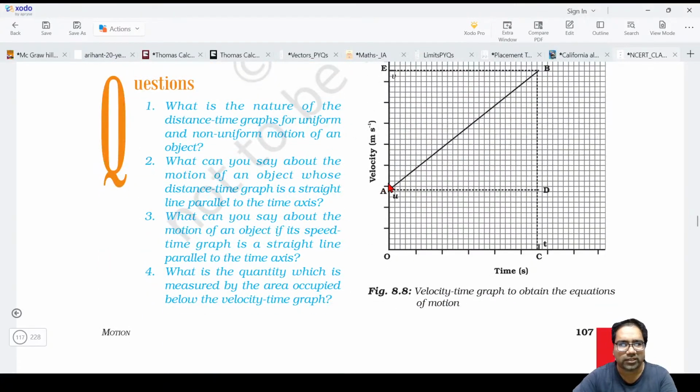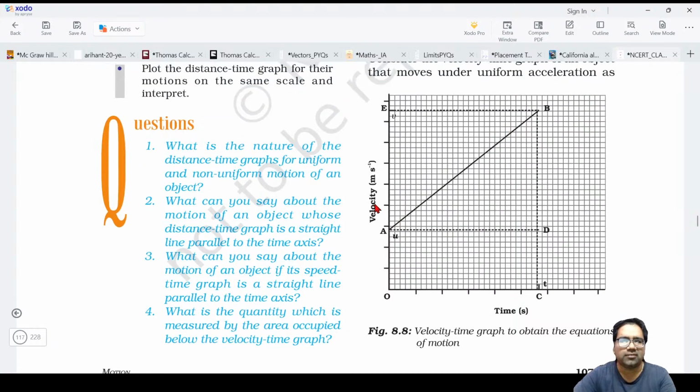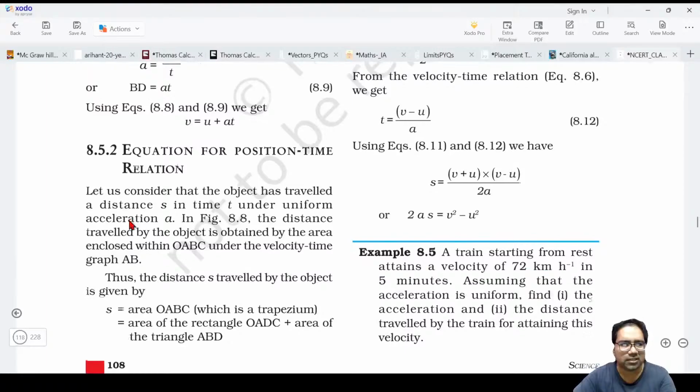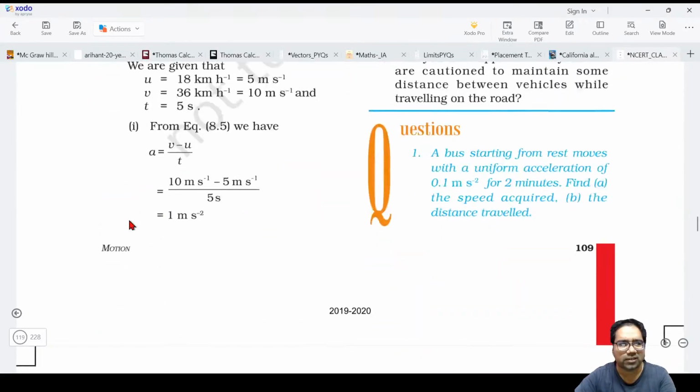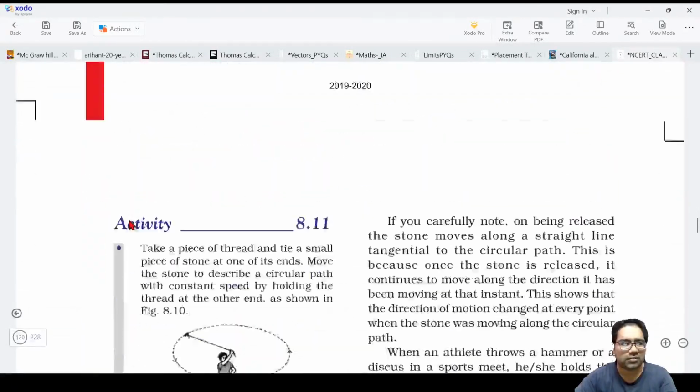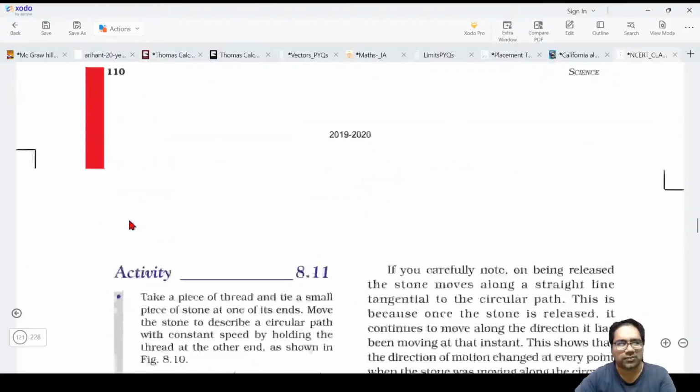Velocity time relation. You tell me what is this graph about? Is it constant velocity? Velocity is increasing, decreasing? What exactly is this? Velocity is increasing, right? And this is a straight line, which means it is uniform acceleration, constant acceleration. Now, is there any other graph that they have given? No, they did not give any other graphs.